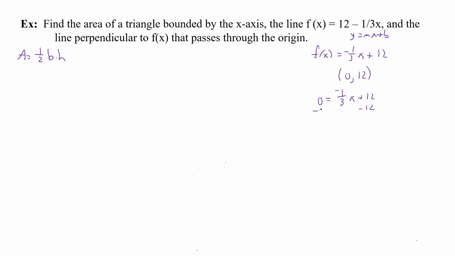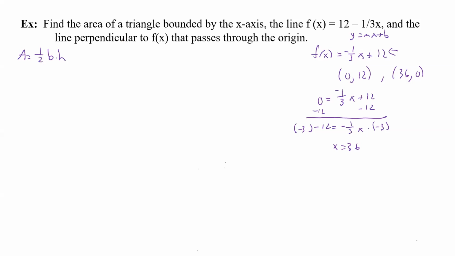And so we'll subtract 12, and we get negative 12 equals negative 1/3 x. So we're going to multiply by negative 3 to get rid of that. Multiply this by negative 3. So x equals 36. And so our two intercepts, the x and y intercept, are going to be (0, 12) and (36, 0). Okay, just from the given equation here.